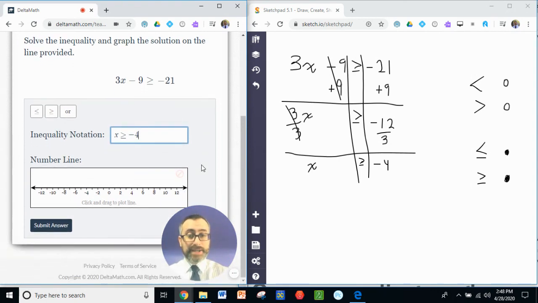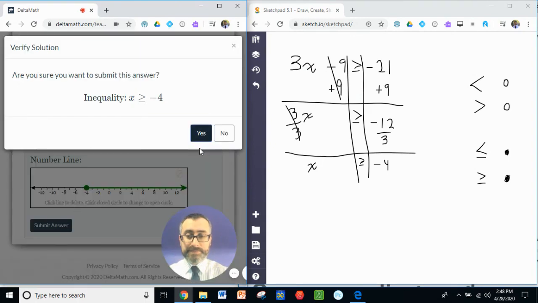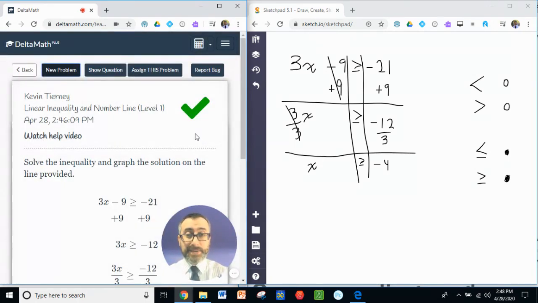Now, graphing that on my number line, negative 4 is my boundary. So I'm going to hit negative 4, click it, and then drag in the correct direction. It's a greater than or equals to. The symbol looks like it's pointing to the right, so my arrow should also point to the right. And there we go. Both our inequality notation solution and our graphed number line solution were correct.